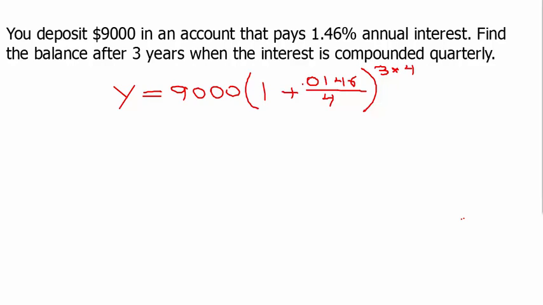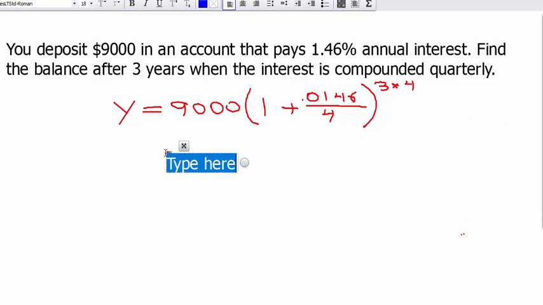If we deposit $9,000 into an account, the account pays 1.46% annual interest rate. We want to find the balance after 3 years. It's compounded quarterly. So quarterly is 4. We plug the 4 in here. And we're going to number crunch this. And in 3 years, even with a very small amount of interest, this would end up being $9,402.21. So in 3 years, you've made $400 by letting your money sit there, in an account that makes almost nothing.